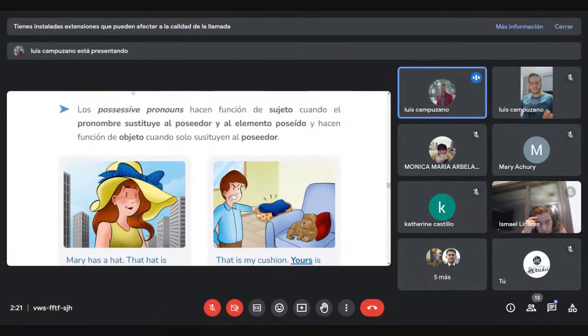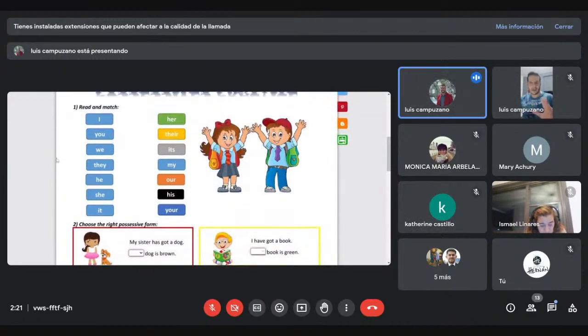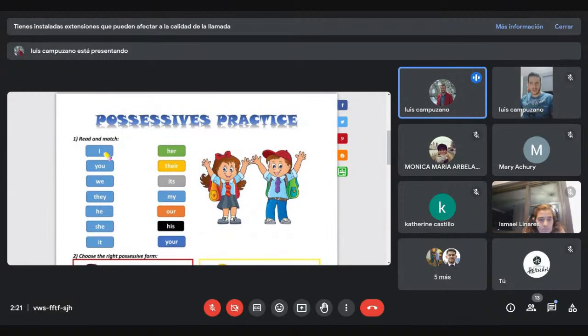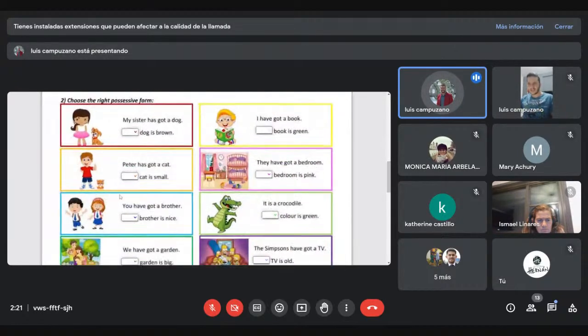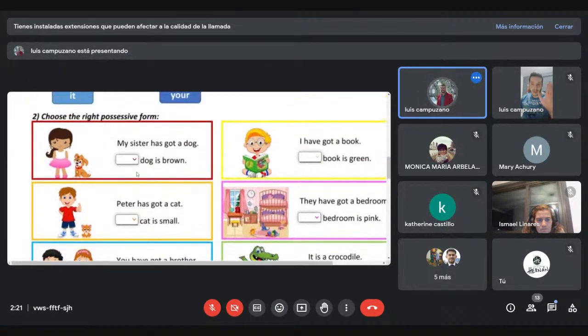Let's take a look. Vamos a hacer primero un ejercicio para practicar lo que son los adjetivos posesivos. Here you have to match I goes with my, for example. And in the second section, we have some sentences, and I need you to choose which would be the correct possessive adjective. En este caso, hay que poner mucho cuidado, así como el último ejercicio, ¿cuál es el sujeto? ¿De quién estamos hablando? Let's do the first one together, you and me, okay?